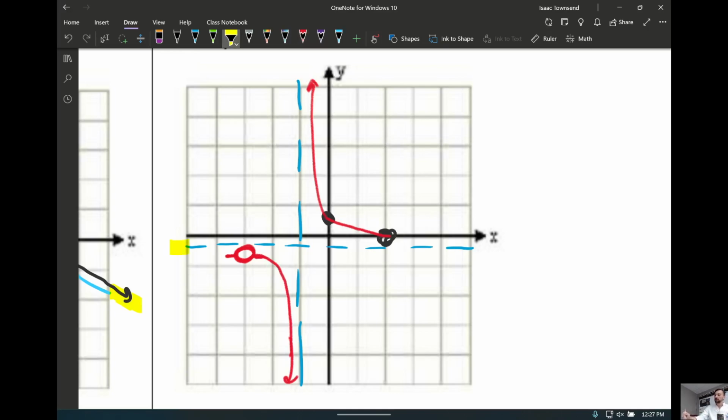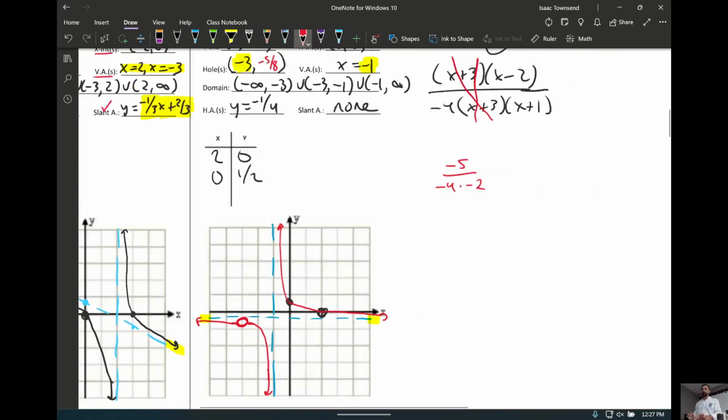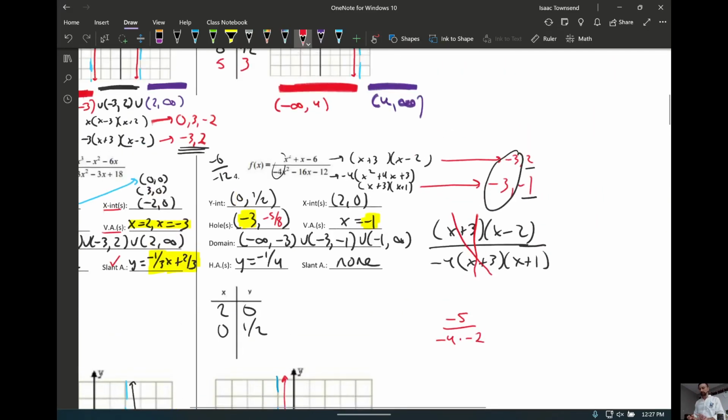And then all horizontal and slant asymptotes tell you is the y value it approaches as x gets really small or as x gets really big. And then before you know it, your graph is done.